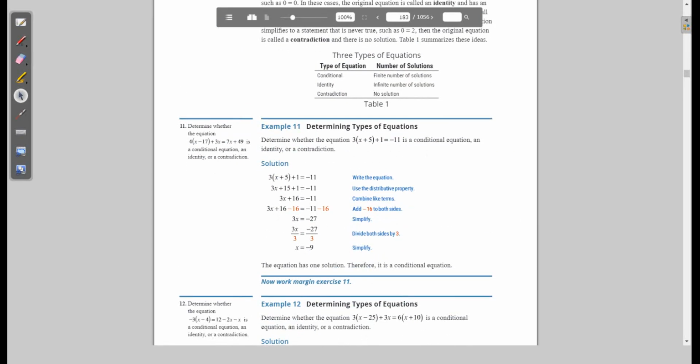Example 11 is exactly like what we have been doing. It's just more of the same. And I guess I'll just go ahead and do it. It's not going to kill me.